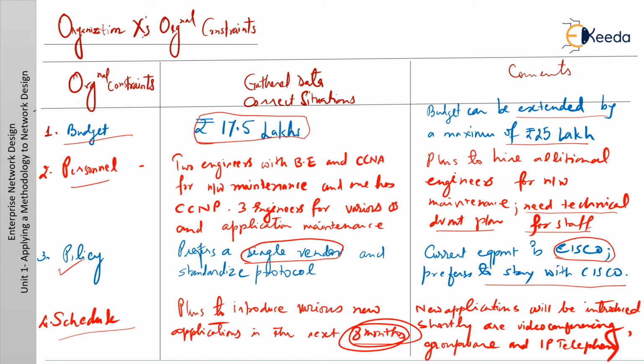It will shortly be video conferencing, groupware, and IP telephony. So these are the things which we need to implement in our organization X. For this purpose, we need to design the table and check what our constraints are. So these are the organizational constraints.